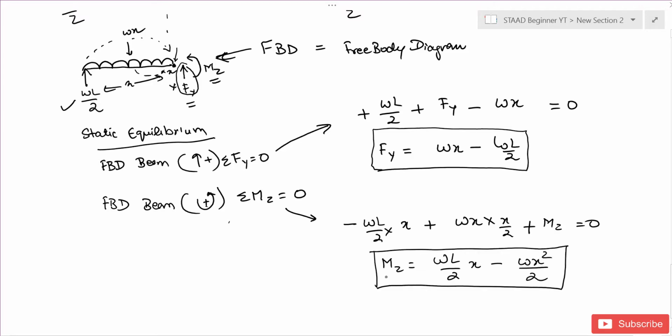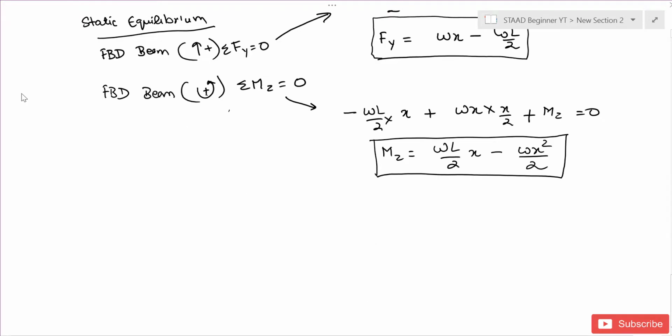So I have my two values ready. Let me break these down into graphs. My first is Fy, which is Wx minus WL by 2. Now it's very easy to understand. The profile of the graph is governed by the order of the unknown. In this case, the order is 1, so the profile is going to be linear. Since the profile is linear, I need 2 points to create it.